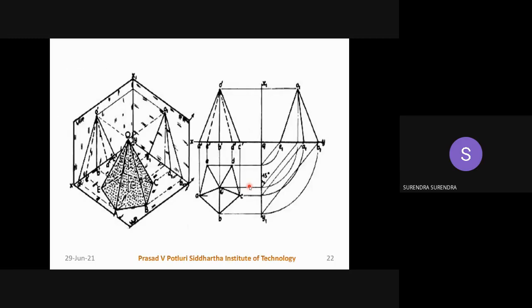Similarly for a pyramid చూడండి, when the axis is perpendicular to the horizontal plane and parallel to vertical plane, టాప్ వ్యూ చూసినప్పుడు పిరమిడ్ ని కనుక ఎగ్జాక్ట్లీ టాప్ లో చూస్తే we can see these 5 triangular faces. As it is a pentagon, it will have 5 triangular faces. పైన చూసినప్పుడు 5 triangular faces కనపడతాయి.